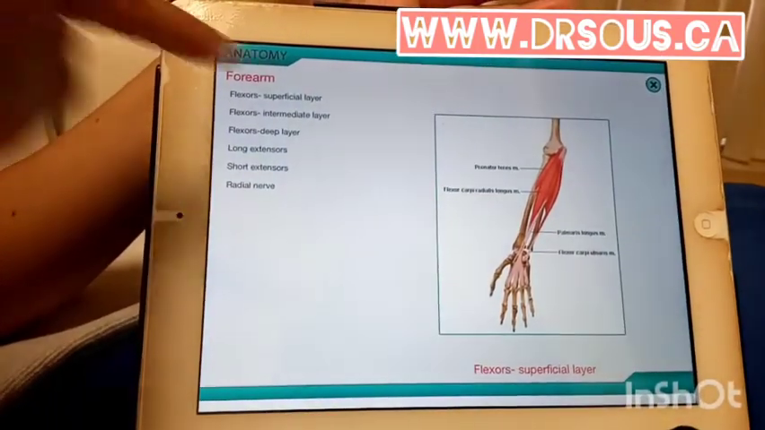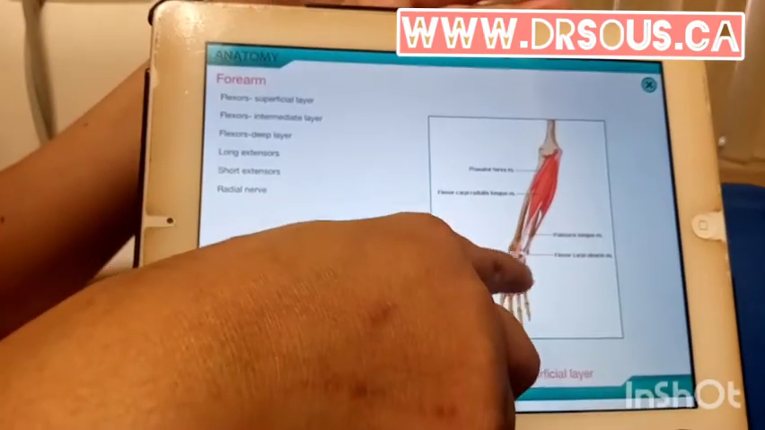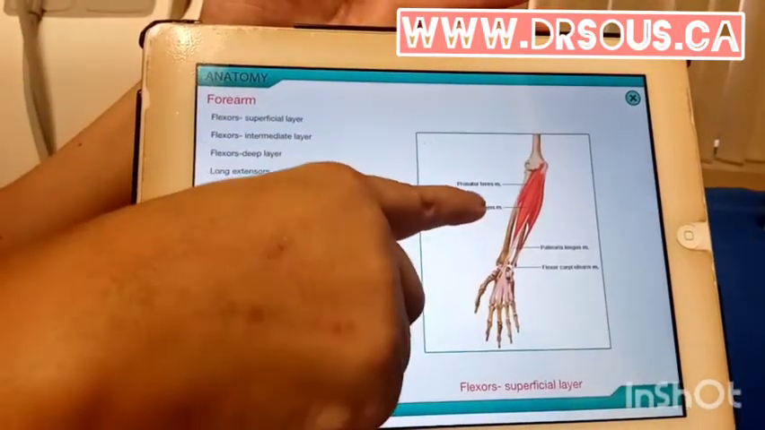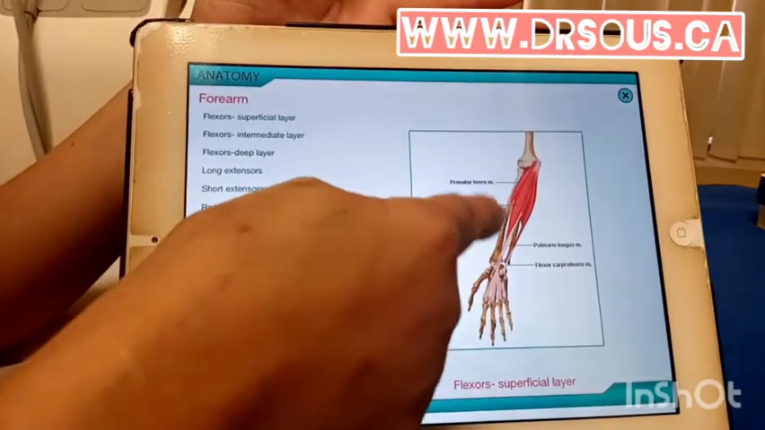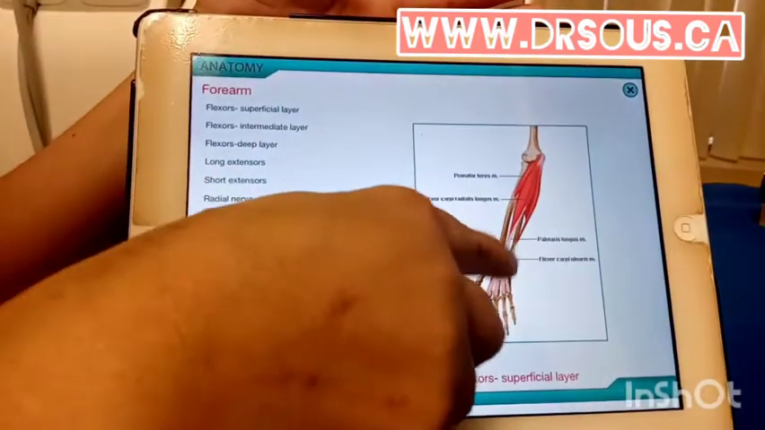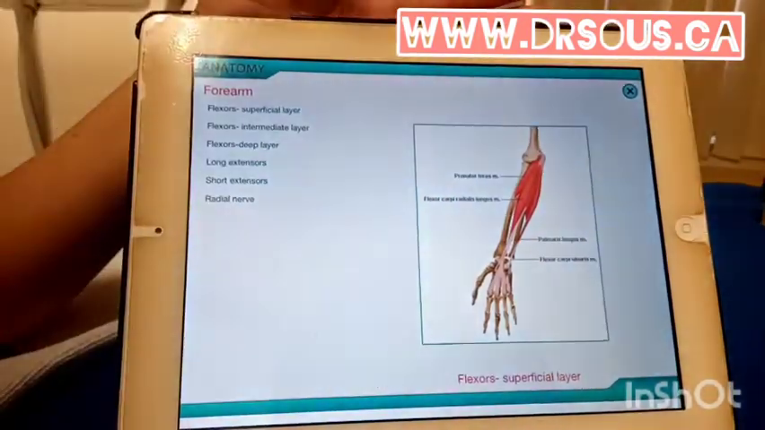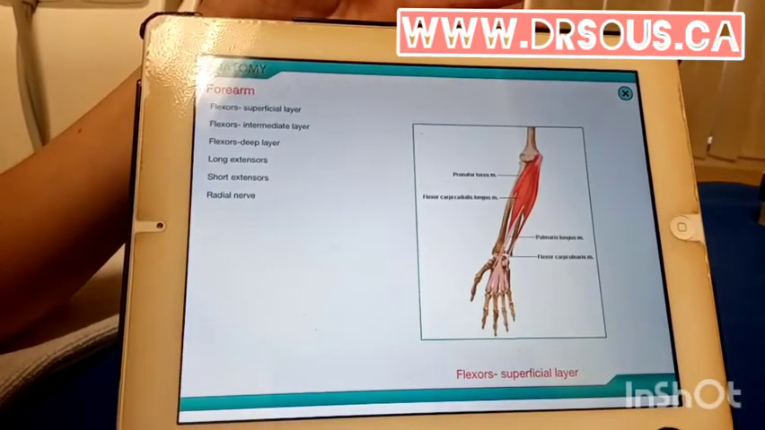Carpi, because it's going to all this area, carpal, could be here metacarpal, and radialis because it's following all the radius bone. Longus because it's going more distal than the wrist. So this is the way to learn the muscles more easily.